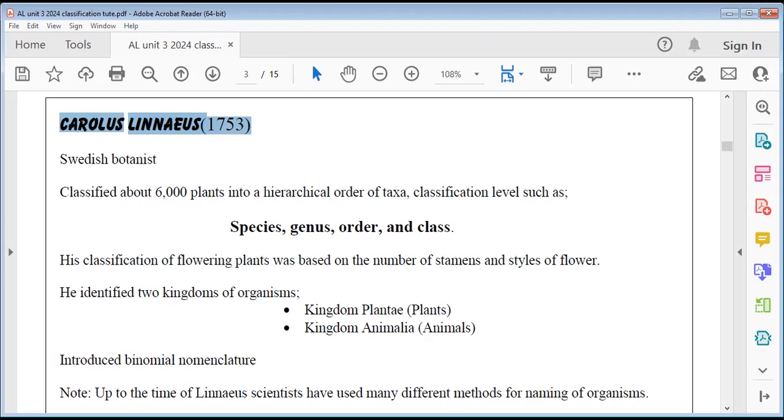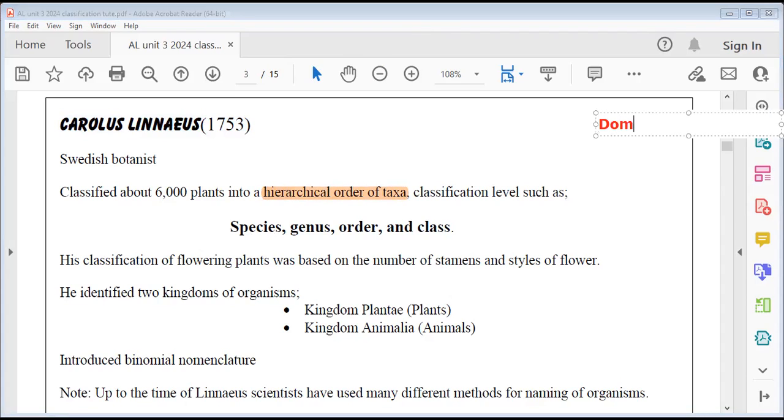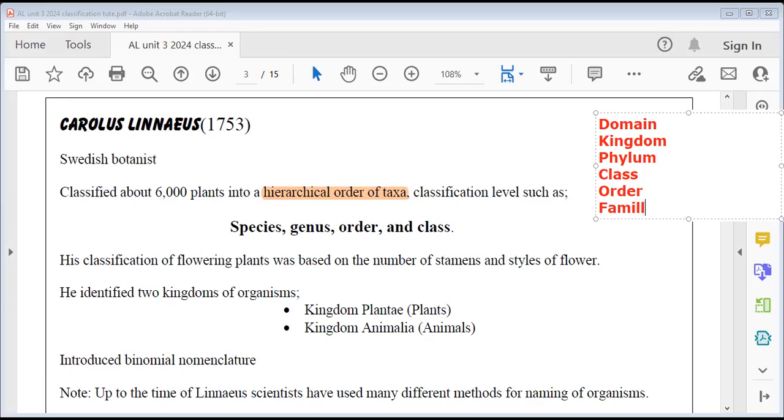He introduced the hierarchical order of taxa. That means you study a hierarchical order, no? You studied, correct? Domain, kingdom, phylum, class, order, family, genus, what is it? Species. In this one, at that moment, he had a set of taxa already.